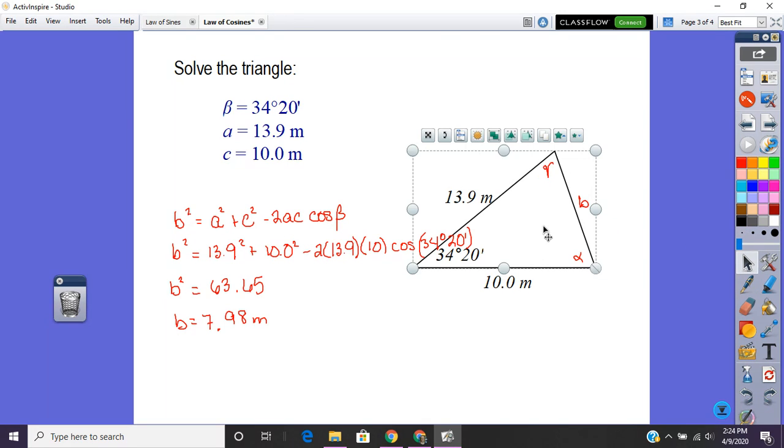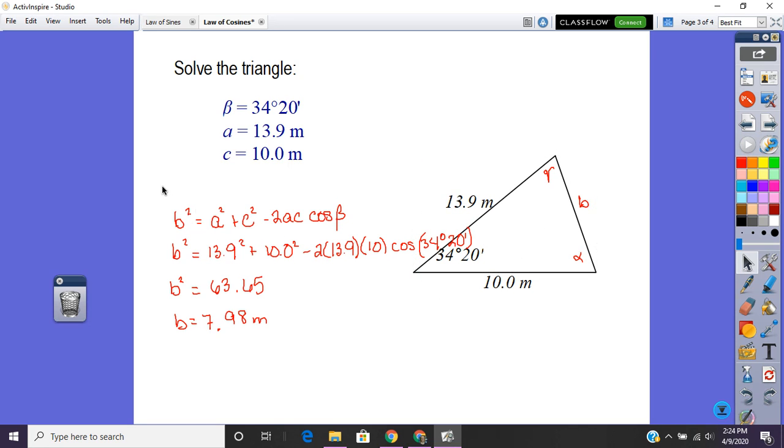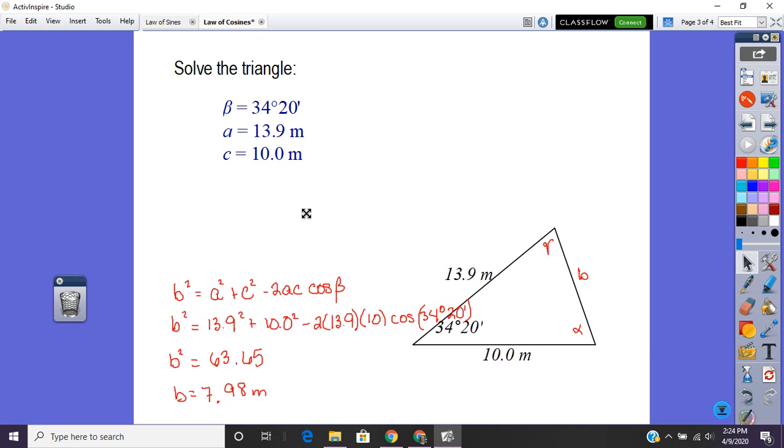All right, let's see if I can get this all to move. Oh, that does not all want to move with it. Okay, we'll just move all this down.